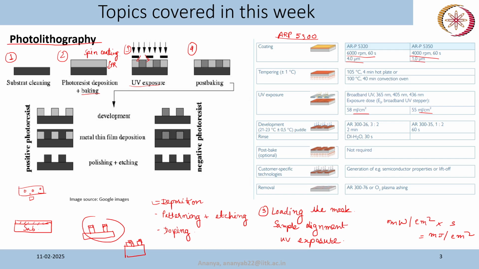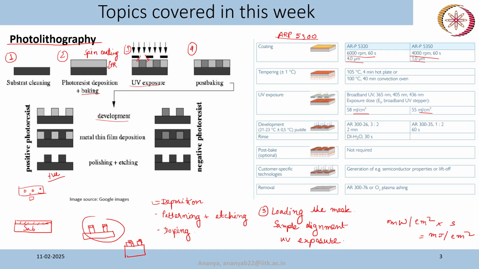Okay, now after the post bake, what you do is something called development. Now what happens, due to UV exposure, the properties of the photoresist change. If it is a positive photoresist, the areas where light is exposed will become soft. And in case of negative photoresist, the areas where light is exposed will become hard. Okay, so this is for positive photoresist.